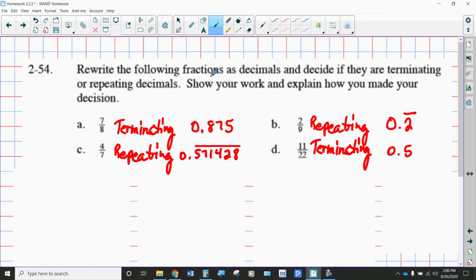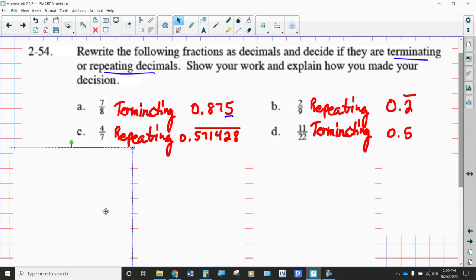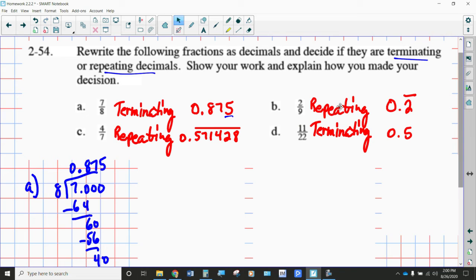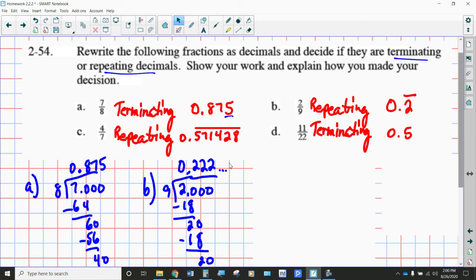All right, rewrite the following fractions as decimals and decide if they are terminating or repeating. Okay, so 7 divided by 8 is 875 thousandths, and that's where it terminates. So that is our final answer. It's a terminating decimal. Part B, 2 divided by 9 ends up giving you a repeating pattern, 0.2 repeated.